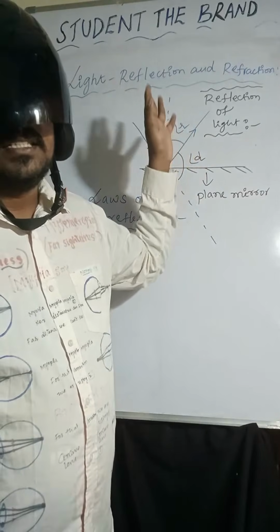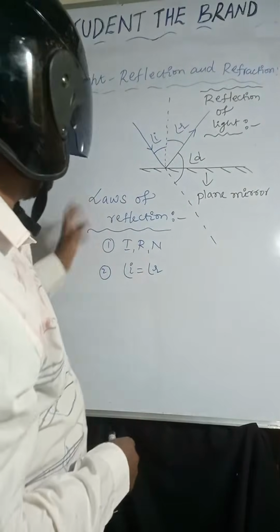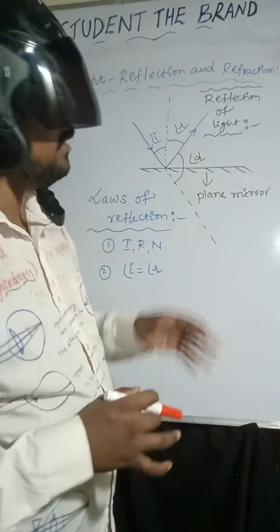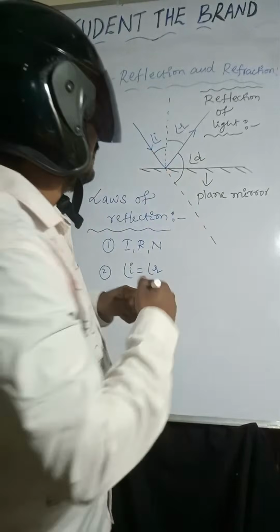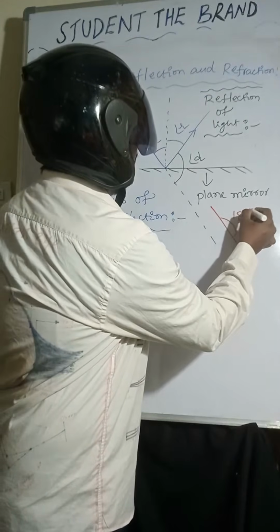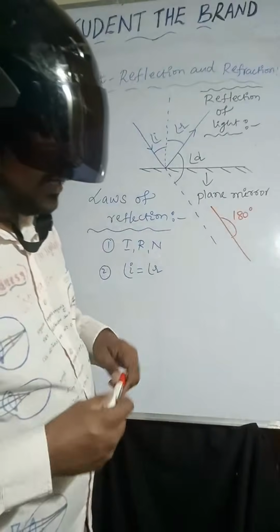Angle of incidence is equal to angle of reflection. Okay, so this is about laws of reflection. And coming to one more point, here you need to understand one thing. The linear angle is how much? 180 degrees. Linear angle is 180 degrees.